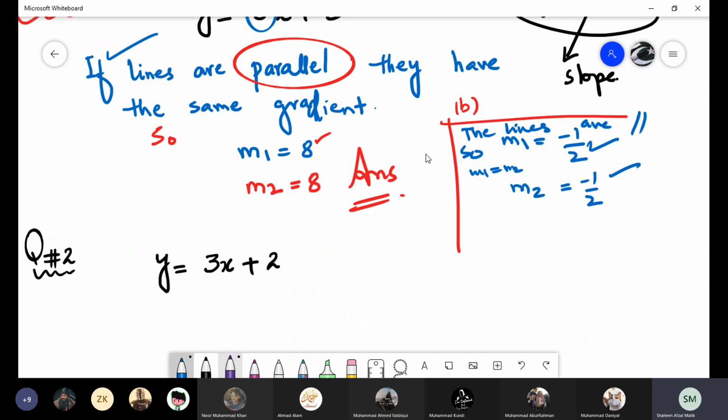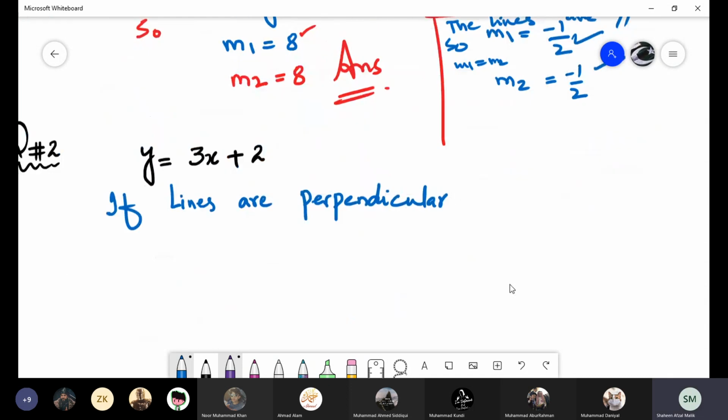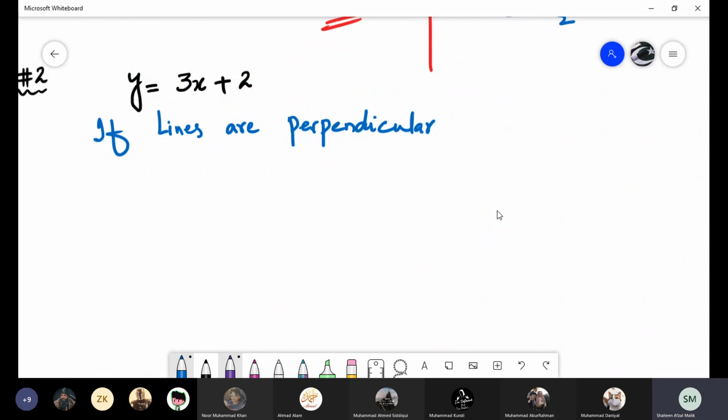If the lines are perpendicular, Ma'am, it should be negative 3 over 1. Sorry, negative 1 over 3. Minus 1 over 3. First of all, wait, my dear, wait. First of all, you have to write that if lines are perpendicular, so m1 multiplied by m2 is equal to minus 1.